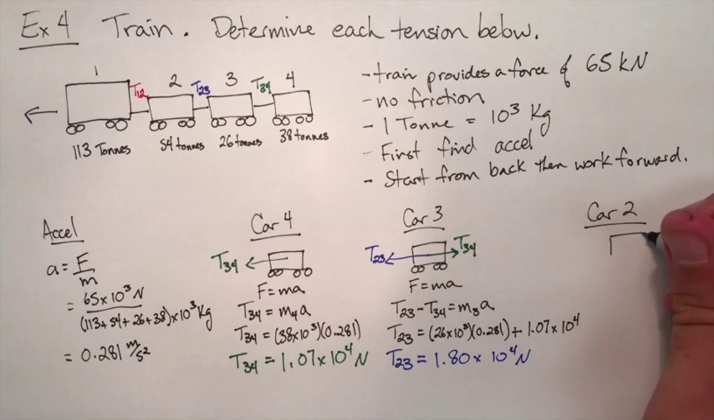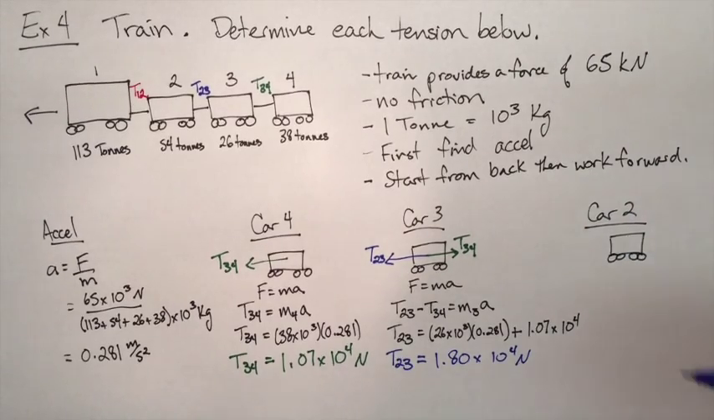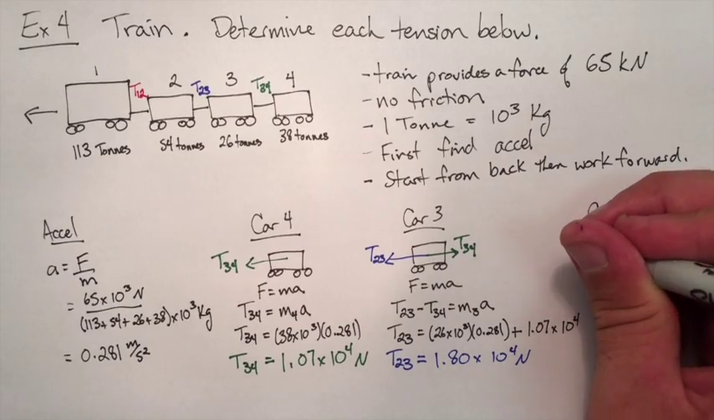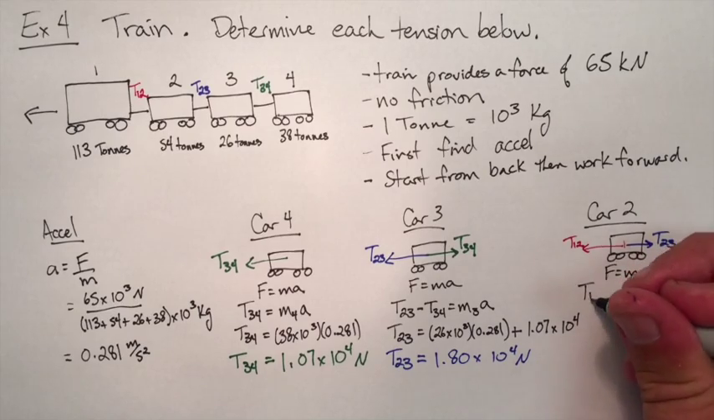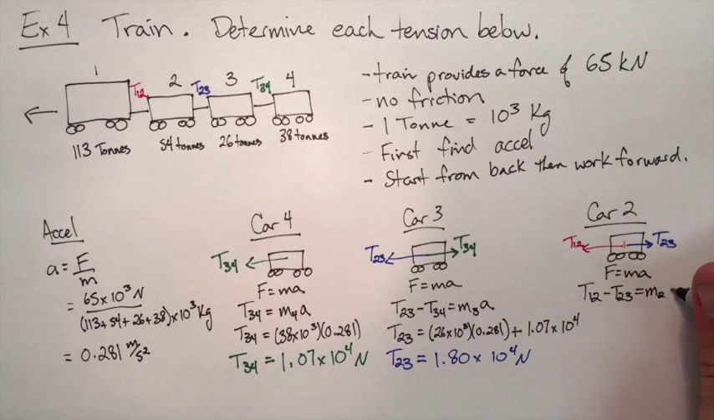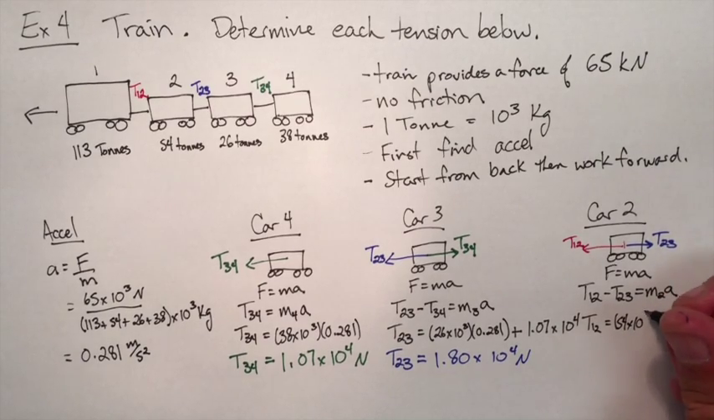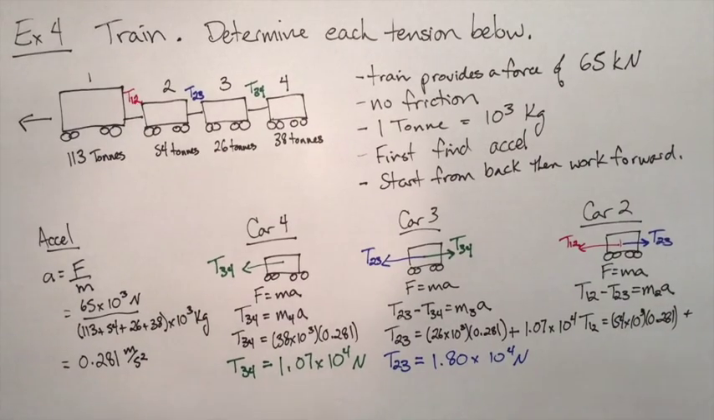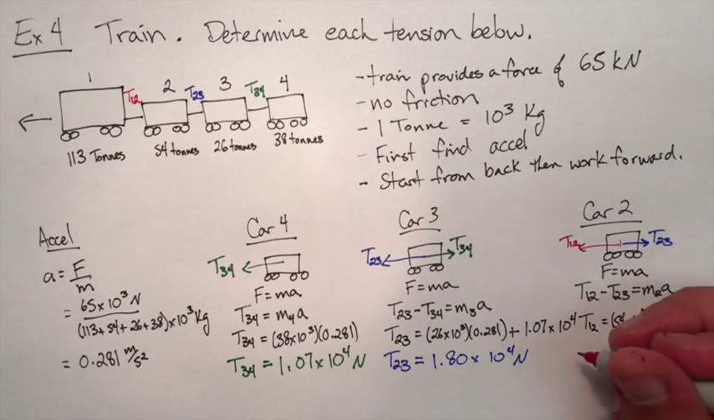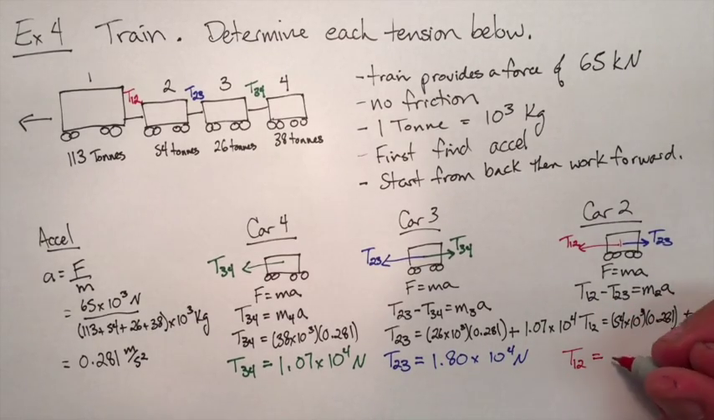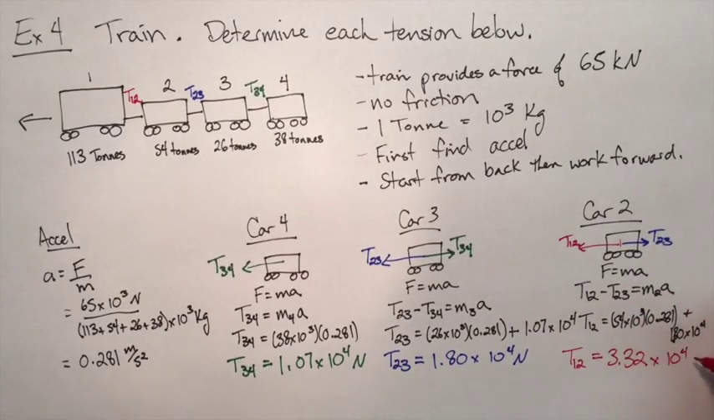Finally, looking at the last tension, we're going to use car 2. So T23 pointing back, T12 pointing forward. So again, we'll have T12 minus T23 equals M2A. Putting in our values that we know, things that we've calculated from equations before, we finally find that T12 is equal to 3.32 times 10 to the 4 newtons.